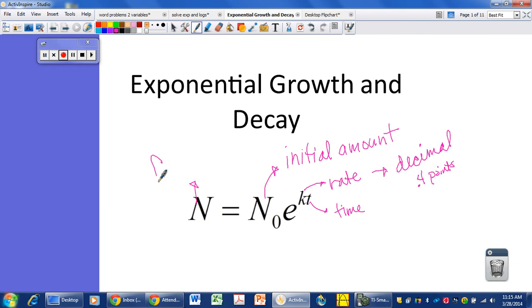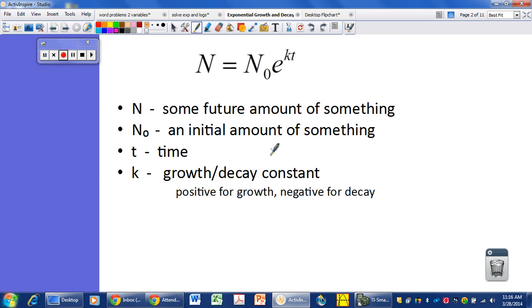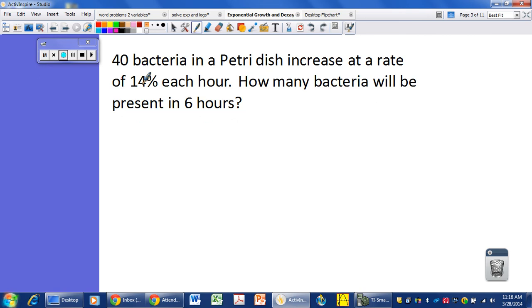N is some future amount. How much are we going to have after 10 days or 6 hours or 18 years? Okay, so future amount, this is your initial amount, n sub 0, the number at time 0, k is your rate, t is your time. That's exactly what this says. K is positive for growth and negative for decay. Future amount, initial amount, time, and rate. So let's do some problems.